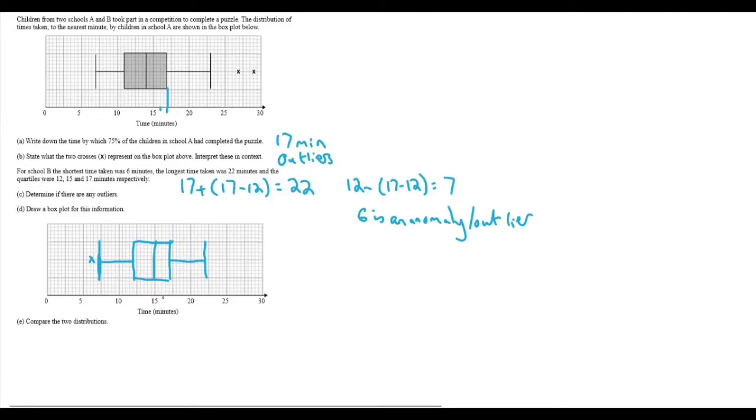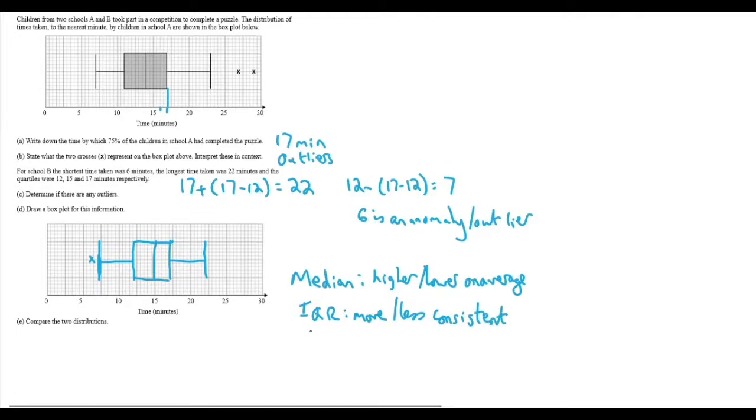And lastly, now that we have 2 data sets, 2 box plots, we can compare the distributions. Now in general in stats, if you're going to be comparing 2 sets of data, there's 2 things particularly that you can talk about. You can talk about the median and you can talk about the interquartile range. So the median is telling you who was higher or lower on average, and the interquartile range is saying who was more or less consistent. And as said above, the lower your interquartile range, basically the narrower the box, the more consistent your data was, the higher the interquartile range, the less consistent.